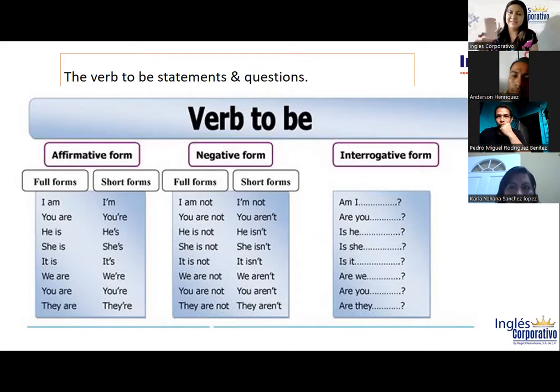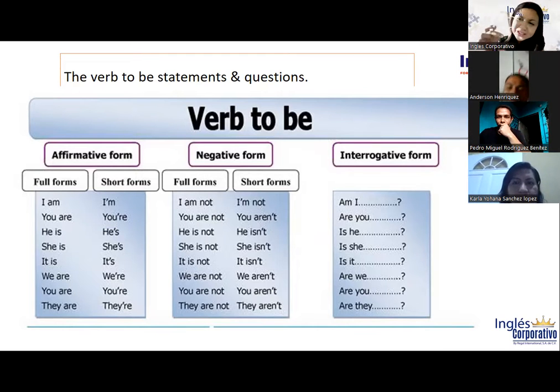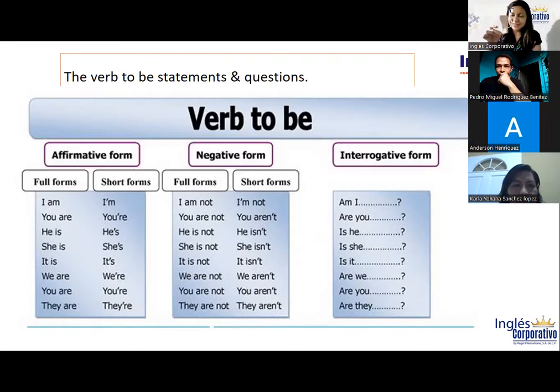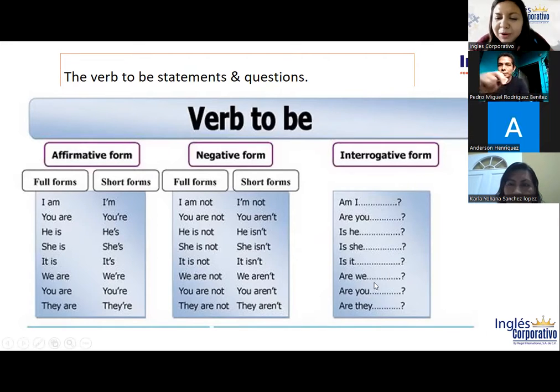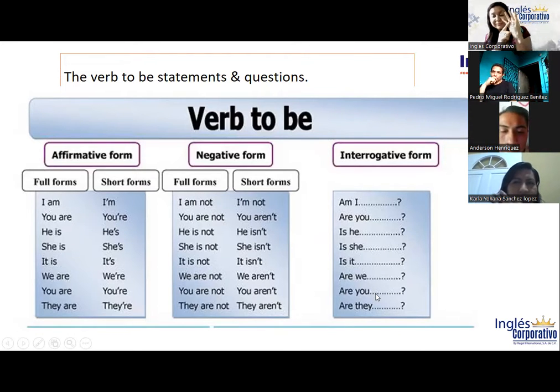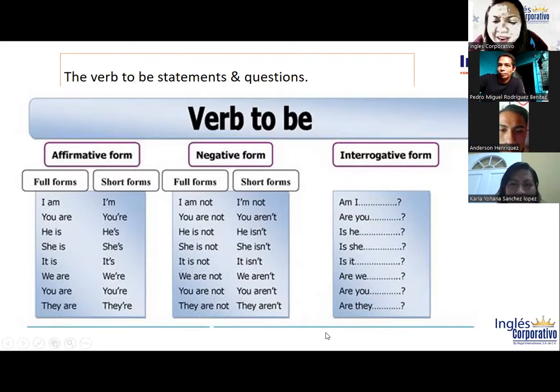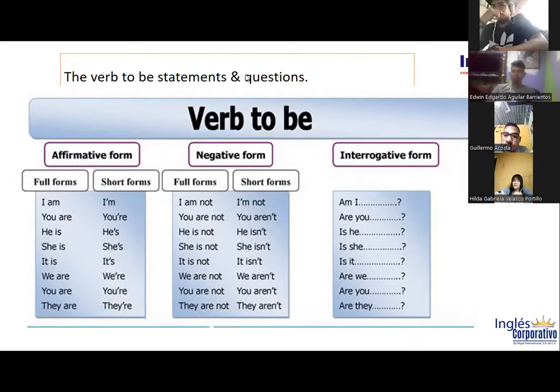No, it is white. Actually, it's pink, pero no se ve bien. It's pink. Okay. Are we Salvadorians? Yes, we are. Are you Marian? Yes. Okay. Are they your coworkers? ¿Son ellos sus compañeros de trabajo? Yes, they are.